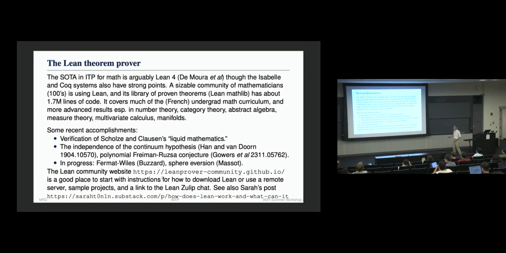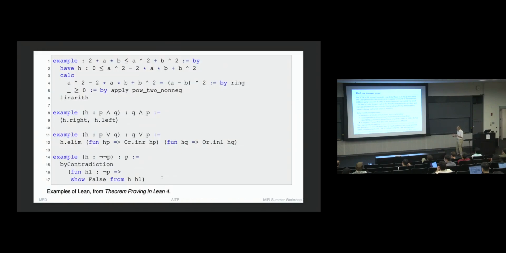And so the projects that have been going on by mathematicians are things like the independence of the continuum hypothesis, this famous statement in logic. Kevin Buzzard's trying to verify the proof of Fermat's conjecture by Wiles, and so forth. So you can do hard things, but it takes a lot of effort.